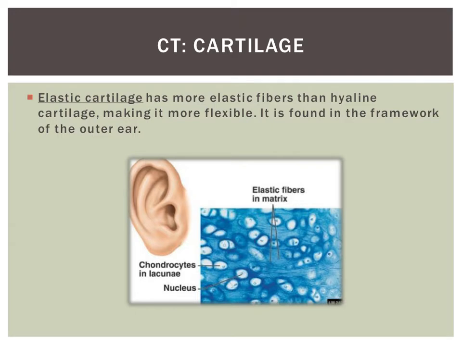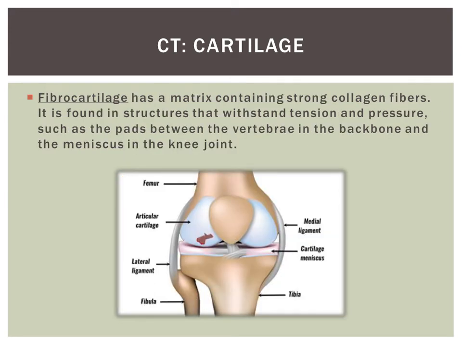The second one is elastic cartilage. Obviously, it would have more elastic fibers, and it makes it more flexible. So this is found in the pinna, which is the name for the outer ear. And finally, fibrocartilage. This has a matrix containing strong collagen fibers. It's found in areas where you're going to have a lot of tension and pressure, like the pads between your vertebrae. So those intervertebral discs that are made of cartilage or fibrocartilage in the backbone. Also the meniscus in the knee joint, areas where there's going to be a lot of movement and pressure.